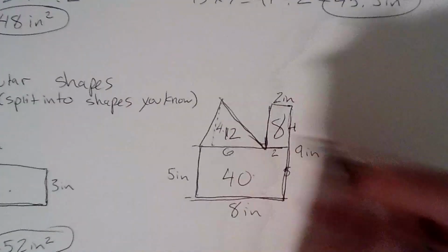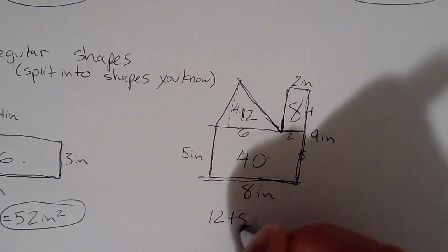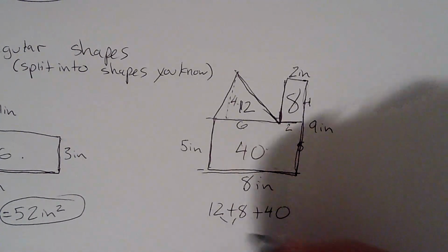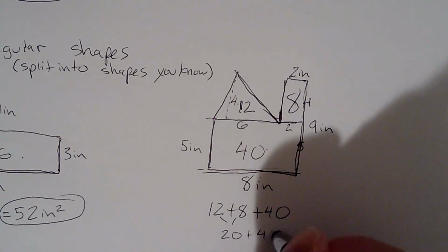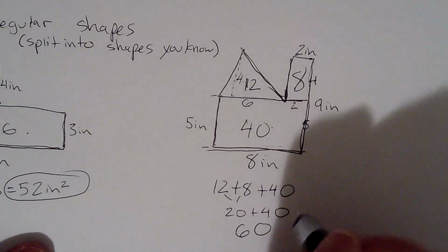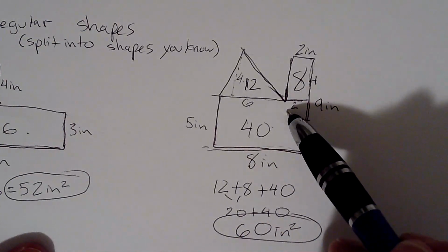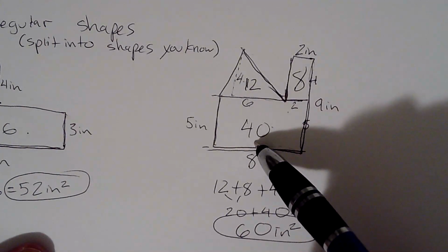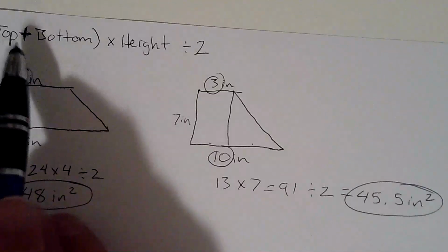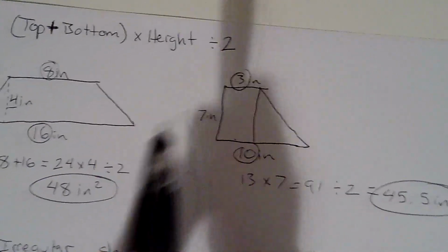So all I need to do now is add together the areas of all 3 parts. 12 plus 8 plus 40. Okay? This makes 20 plus 40 is 60. So the area of this shape would be 60 inches squared. All right, so if you have weird looking shapes, split them into the shapes that you know. If you have trapezoids, use this formula of top plus bottom times height divided by 2. It makes things nice and easy.